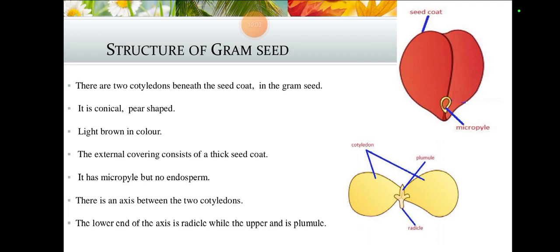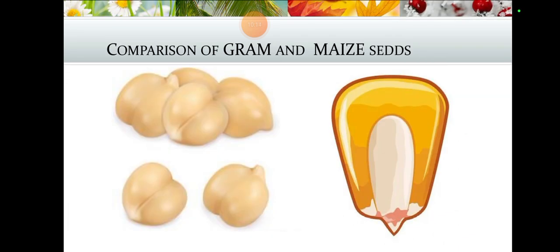There is an axis between the two cotyledons. Here you can see this plumule and radicle. This behaves like an axis between the two cotyledons. The lower end of the axis is called the radicle, whereas the upper is the plumule. As I tell you, look, this lower one is the radicle and the upper one is the plumule.